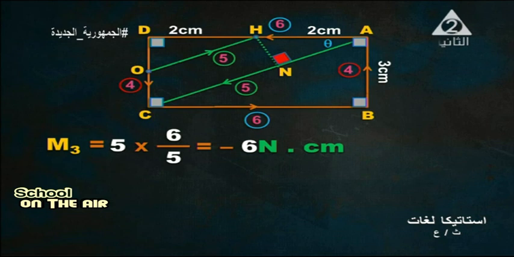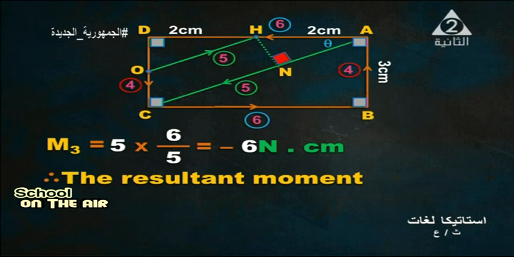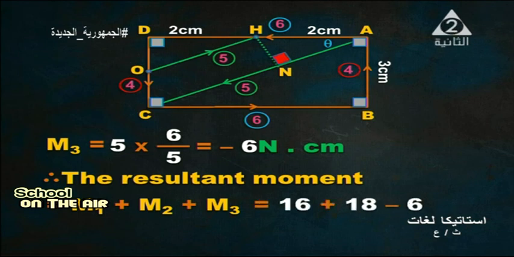Why? Because it is clockwise. The resultant moment of the couples is M1 plus M2 plus M3. How many couples? 3 couples. What is the summation? 16 plus 18 minus 6. The answer is 28 Newton centimeter.